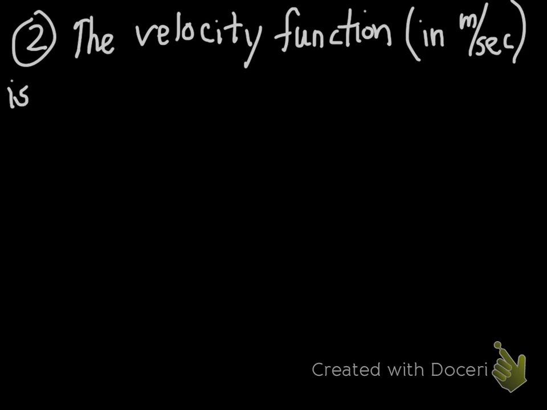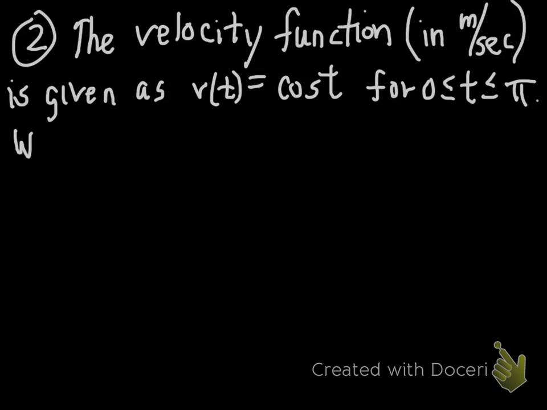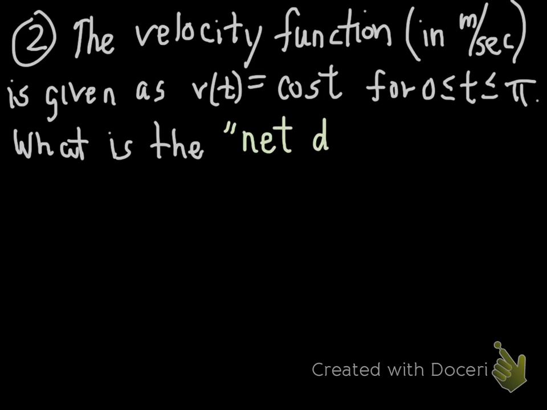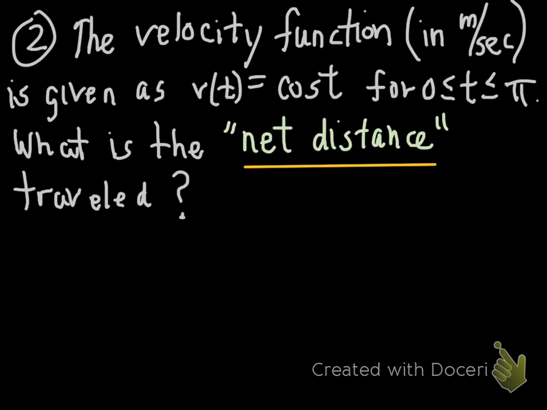Let's move on. So this is problem 2. The velocity function in meters per second, now we've got a velocity unit, is given by v of t equals cosine t. Oh gosh, I know full well the cosine function is sometimes positive, sometimes negative. We're looking at the cosine function for time values between 0 and pi. The question here is asking, what is the net distance traveled? What is the distance displacement of the object?